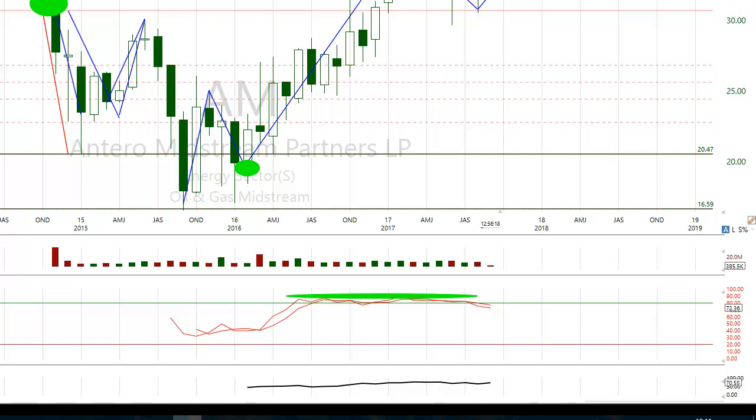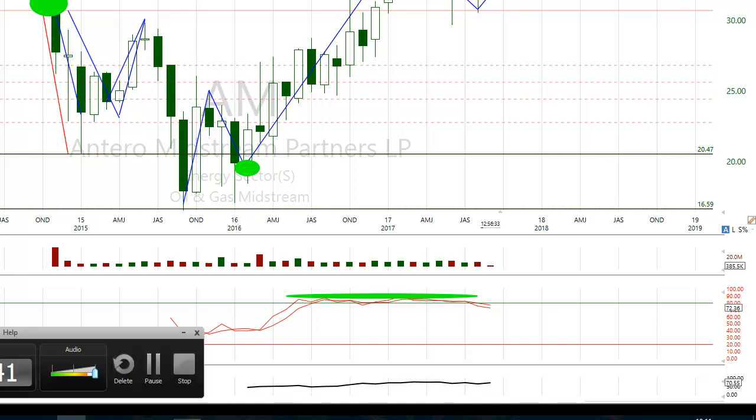So this will conclude this discussion about how to use the Elliott wave principle to improve initial public offering, IPO, investing, or trading.